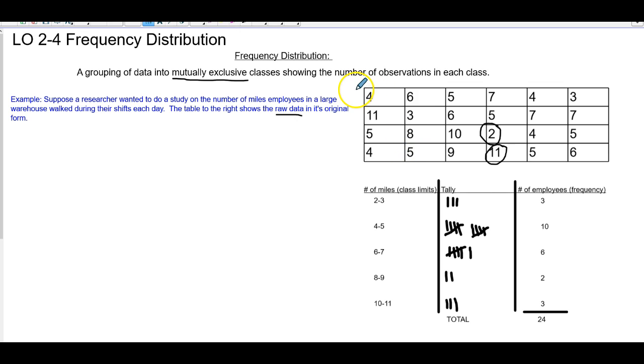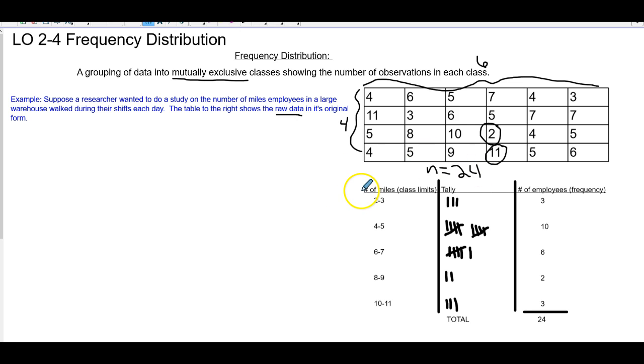If we take a look over here, we can easily see the total number of observations that we have. We can look here, and we've got 6 columns and 4 rows, so our number of observations is 24. Again, that's going to be a valuable piece of information when we start putting this together.